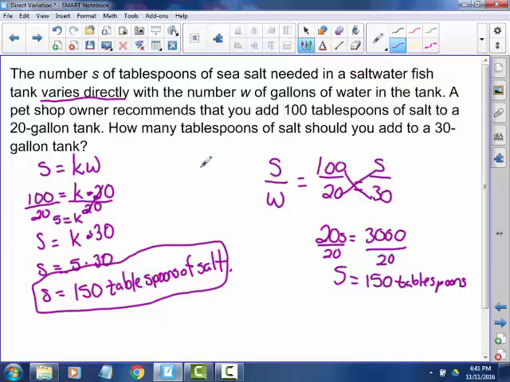Right, so that's a lot of information, but those are the ways that we can ask questions about direct variation and how we can use it to solve other problems. So now you get started on your direct variation worksheet.